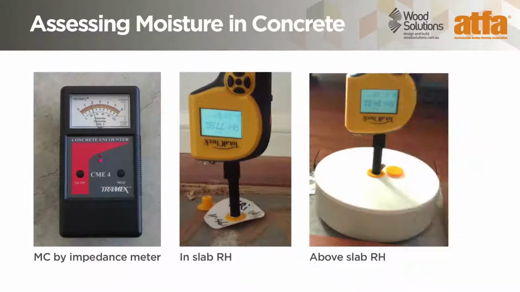This slide shows 3 methods of assessing the moisture in a concrete slab. The first is an impedance meter that assesses moisture in the upper 20 millimetres or so of the slab. The second is an in-slab relative humidity measurement that assesses the humidity of a pocket of air, usually about 40 millimetres below the slab surface. The third photo uses an insulated polystyrene chamber above the slab where the relative humidity of moisture from the slab can be measured. Of the 3 different methods of assessing slab moisture, the first 2 are the most common in Australia.